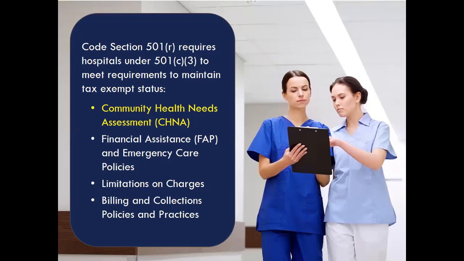But Section 501R came into place back in 2010, which effectively put into place rules that hospitals that are exempt under 501c3 must follow in order to maintain that tax-exempt status. So there's 4 different components: conducting the community health needs assessment, having a financial assistance policy and an emergency care policy, limiting the amounts that are charged to individuals under financial assistance, and having billing and collections policies and procedures.